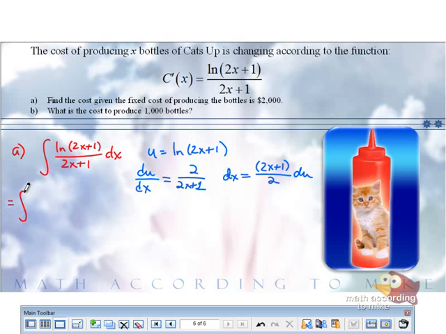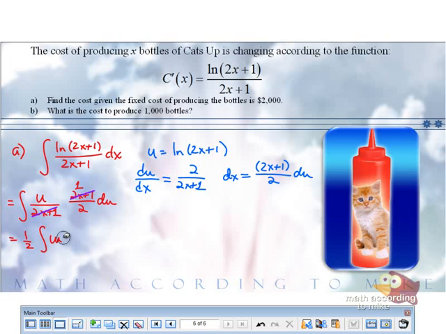So we'll have the integral of 2 over 2x plus 1, and our dx is that new thing, 2x plus 1 over 2 du. What happens to the 2x plus 1? They cancel. What number can you pull on the outside? 1/2, because when they cancel, there's technically a 1 left over. So you can pull a 1/2. And what's our integrand? U. U du.